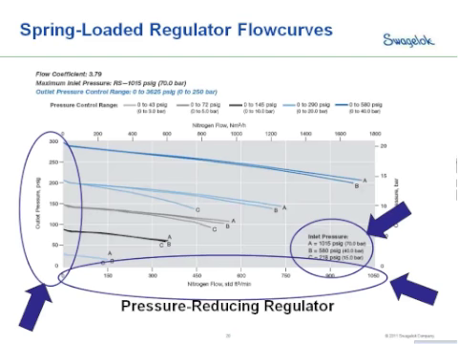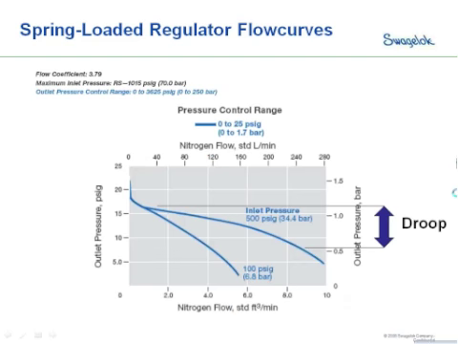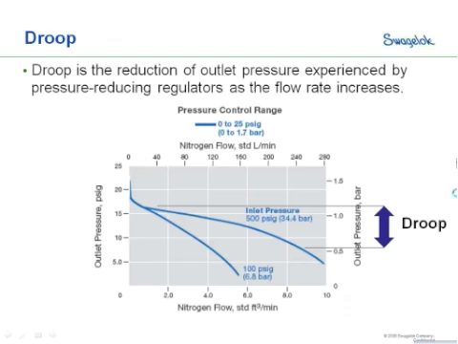Now let's look at a couple different aspects of the regulator flow curve. The first thing we want to be aware of is what is called droop. And droop is the reduction in outlet pressure as flow rate increases. So as our flow increases from left to right across the bottom of the flow curve, we'll notice that our pressure curves tend to drop off. And this phenomenon is called droop.